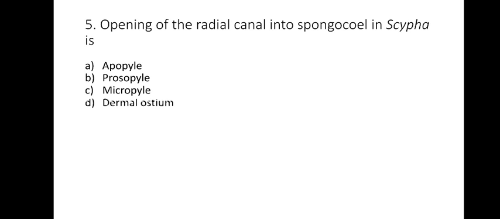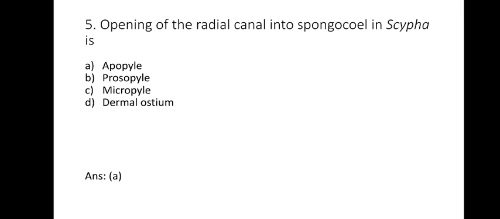The last question: the opening of the radial canal into the spongocele in Scypha. Recall what kind of canal system is found in Scypha. The opening of the radial canal into the spongocele is apopyle, prosopyle, micropyle, or dermal ostium? The answer is apopyle. Prosopyle is from the incurrent canal to the radial canal.